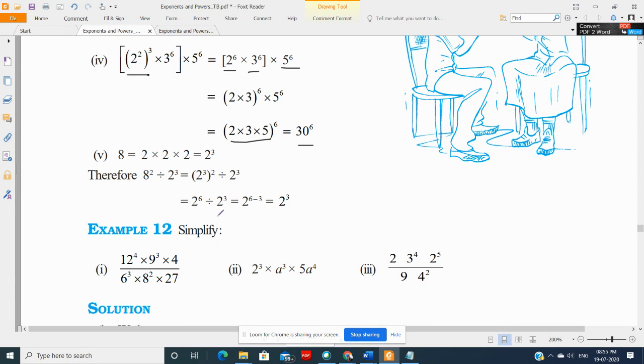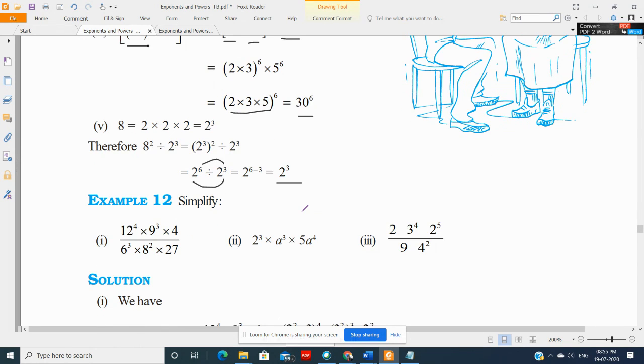So 2 raised to 6 divided by 2 cube. Now you can see that the bases are same. The relationship between them is division. So powers will be subtracted. All right. So 2 raised to 6 minus 3, it gives you 2 cube. We'll just keep them like this because they need to mention it in exponential form.